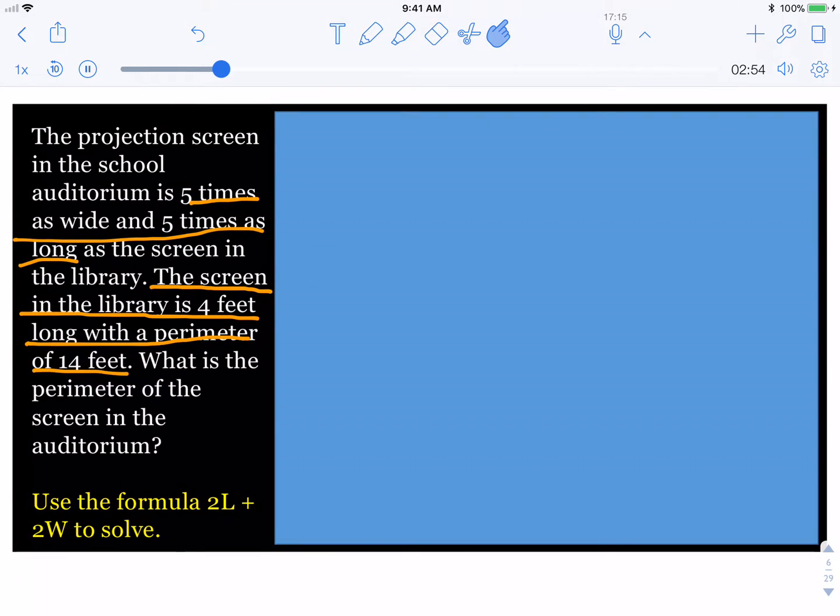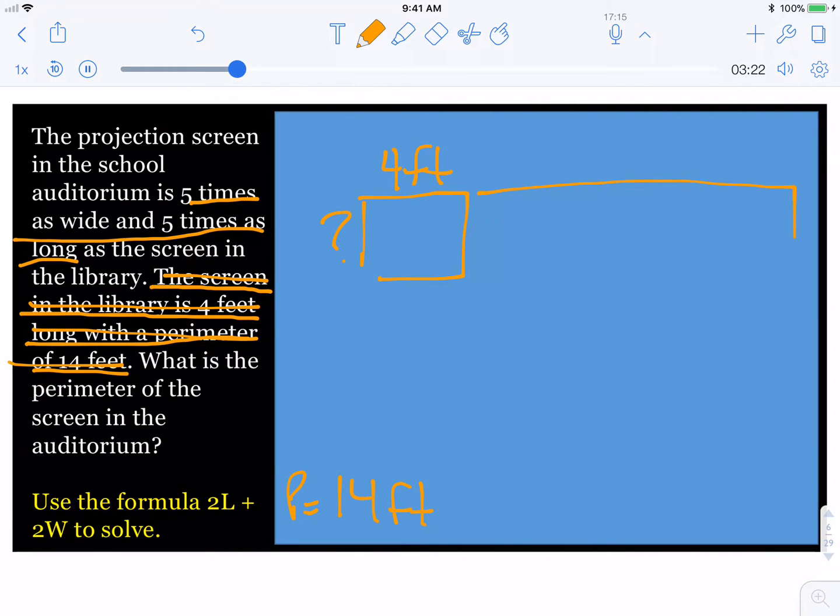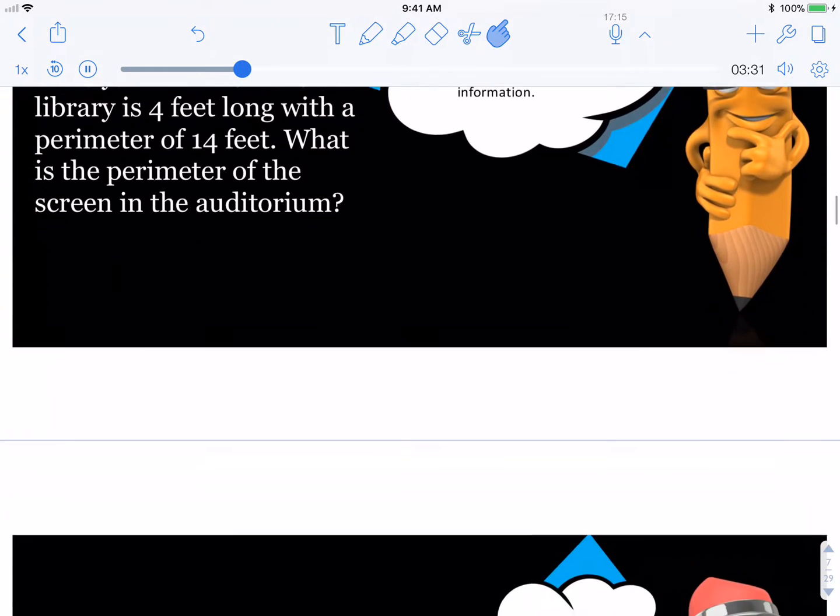Pause. Cross through. Let's just go ahead and cross through what we already used. Okay, so now we have the library screen on there. But the auditorium screen is 5 times as wide and 5 times as long as what we've drawn. What is the perimeter? Okay. What is the perimeter of the screen in the auditorium? The perimeter of the screen in the auditorium is how many feet?